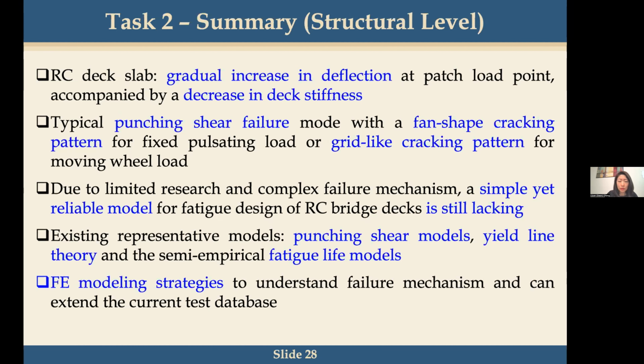And then the existing representative models available in the literature include punching shear models, yield line theory, and some of the semi-empirical fatigue models. Some of the research also conducted a finite element modeling strategy to understand the failure mechanism, which can be extended to the current database if the computational effort is acceptable.